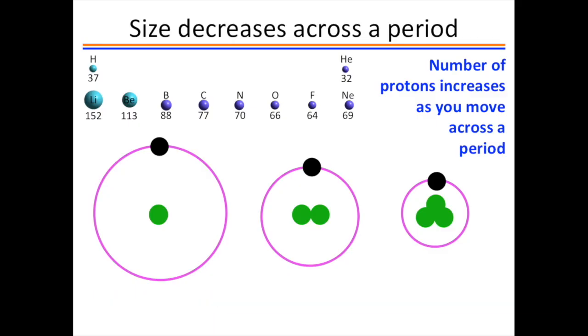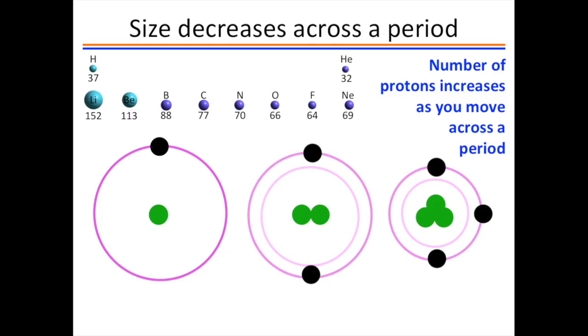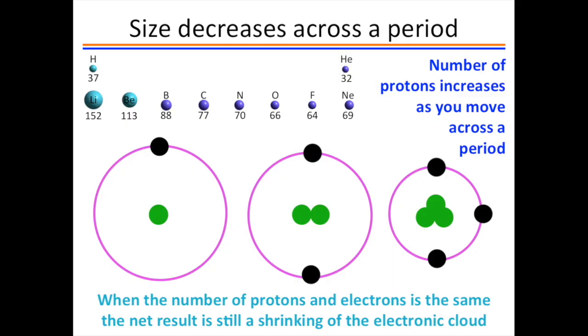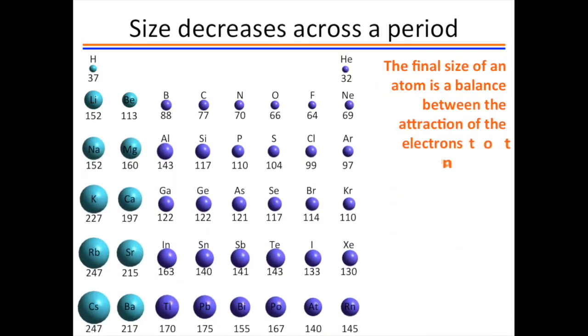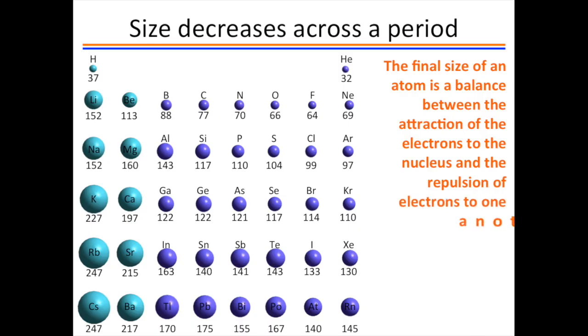Let's not forget about the electrons. As we add electrons to the circle, each one is attracted to the nucleus but repelled by the other electrons. The actual size of the atom is a balance between the pull of the electrons into the nuclear center and the push of electrons away from each other. As we go across the period, the pull of the electrons into the nucleus is greater and the radius decreases.